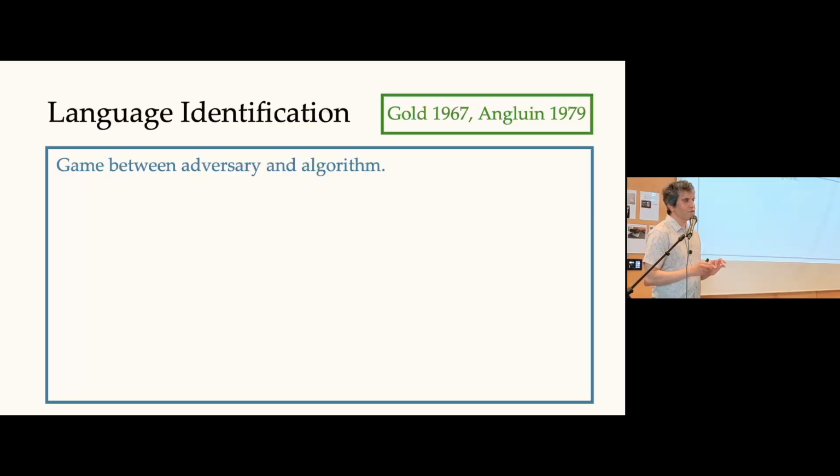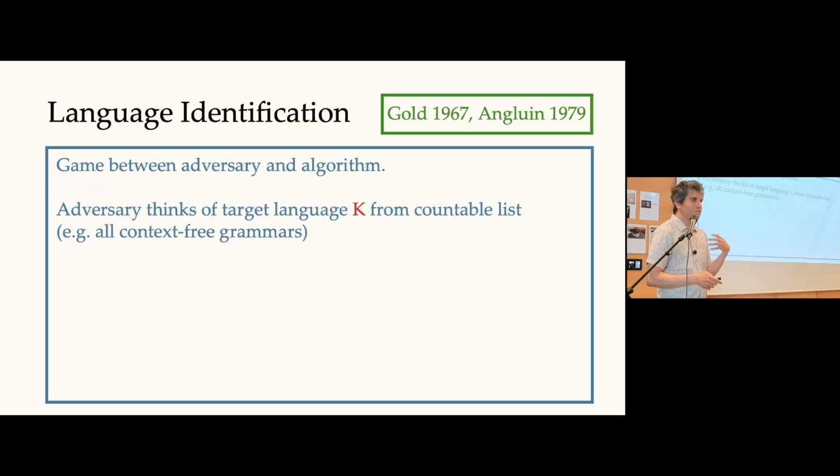For this we're going to take inspiration from the model that Gold proposed, and he proposed a game between an adversary and an algorithm. The adversary thinks of a target language K. This target language comes from some set of allowed languages. Think about the target language as having some kind of finite description. There's a countable list of these finite descriptions. For example, it could be all context-free grammars. So the adversary thinks of one of these languages, which has a finite description in this way.